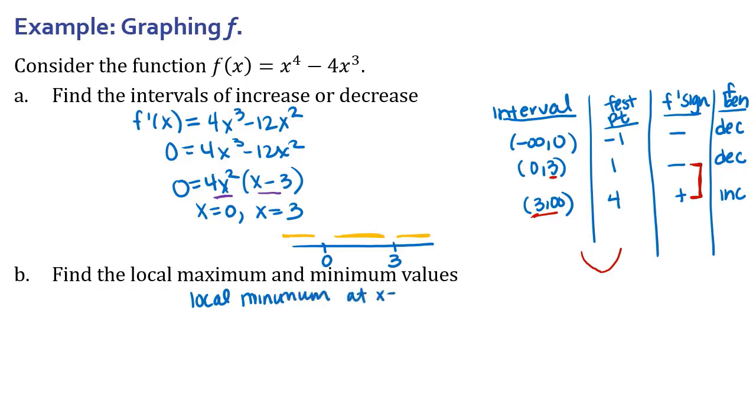at x equals 3. And we can find that value by substituting it into our original function, and we end up getting negative 27. So we know we have a local minimum of negative 27 that happens at x equals 3.